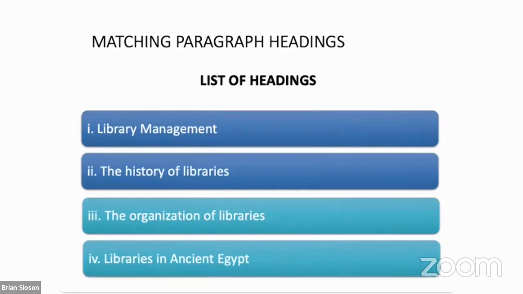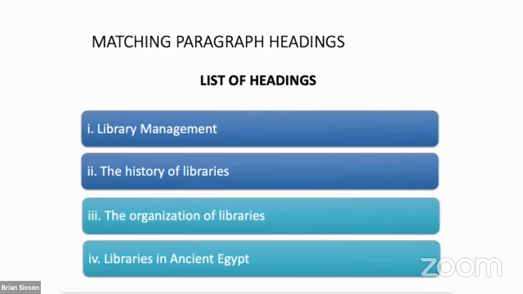I'm going to recite all of the options as well. So 1, library management. 2, the history of libraries. 3, the organization of libraries. And 4, libraries in ancient Egypt. So looking at all of those headings, you will instantly be able to tell that we're going to probably read a passage about. What do you think is this passage all about? Give me a keyword, perhaps. Okay, what do you think will be this passage? What will we see in the passage? What can we anticipate the passage to be about?